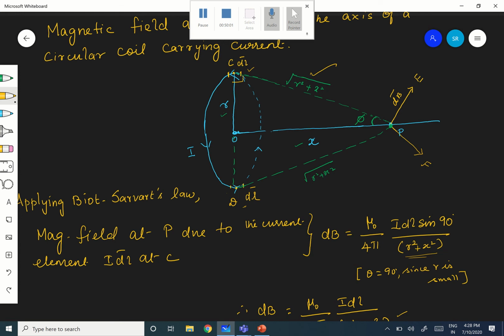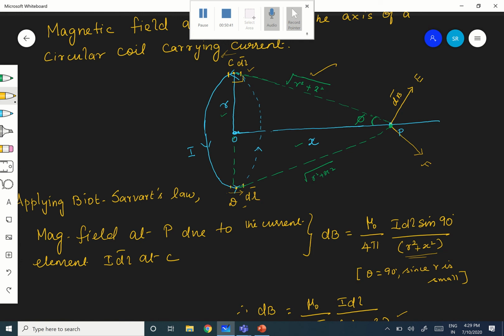Okay, that is very, very important here. The current direction is changed here. Therefore, it is perpendicular to the plane containing I dl. Here I dl direction is in this direction, tangent, but here it is in this direction. At C it is in this direction, but at D it will be in this direction. Therefore the direction of magnetic field at P due to the current element at D is PF. That is the direction. PF means it is perpendicular.